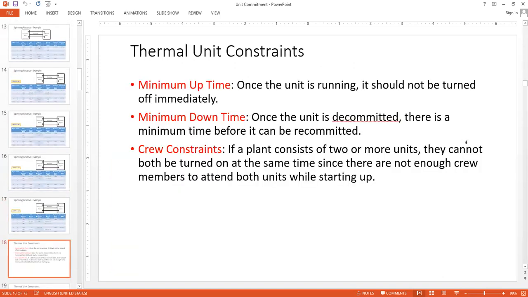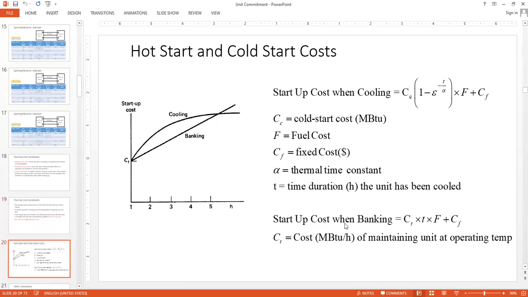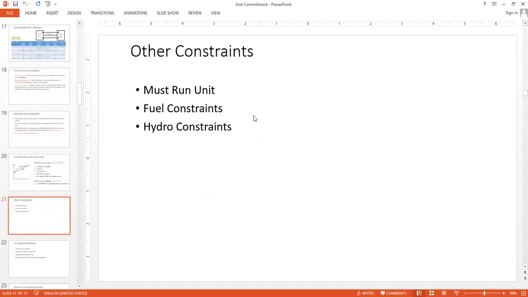After that, a few more constraints were discussed, like the minimum uptime, the minimum downtime, the crew constraints, and the thermal constraints, along with definitions of some other keywords associated with thermal units. We also discussed the hot start and cold start costs, their mathematical expressions and graphical representation. And finally, we talked about other constraints like the must run unit, the fuel constraints, and the hydro constraint.